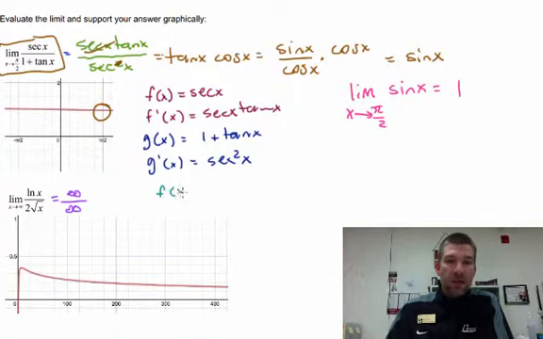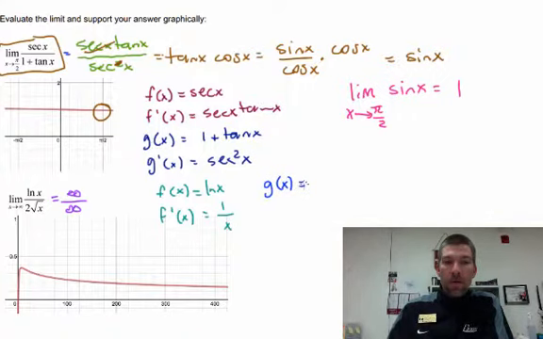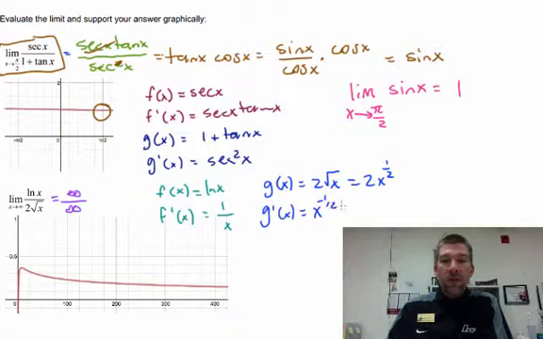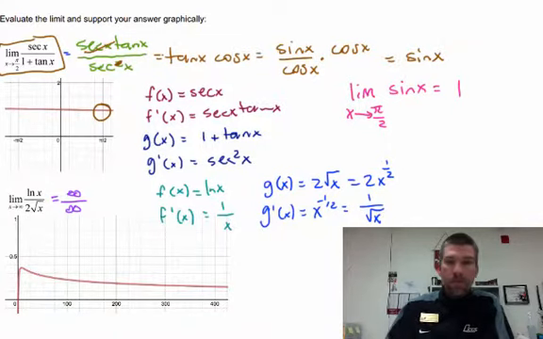We'll let f of x equal the natural log of x. So f prime of x is equal to 1 over x. g of x equals 2 square roots of x, which, remember, is the same thing as 2 times x to the 1/2. So the derivative of that is 1/2 times 2, or just 1, x to the negative 1/2, which is the same thing as 1 over square root x. So we can put in our new numerator and our new denominator.